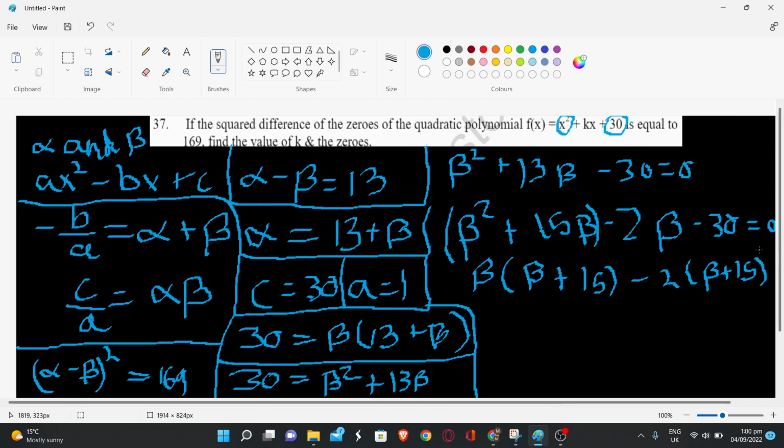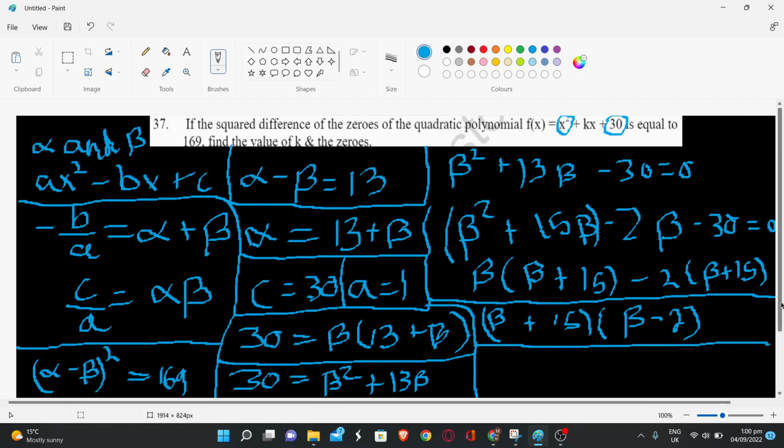We have beta plus 15, no? And as you can see, I'm actually going to draw another line here because boundaries are important in relationships and mathematics, guys. Beta plus 15 times beta minus 2.